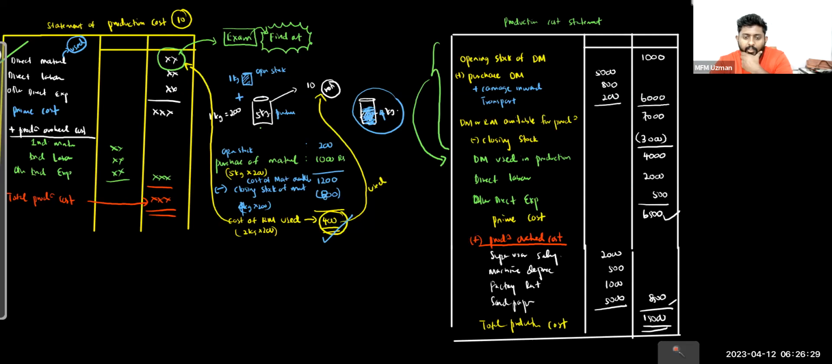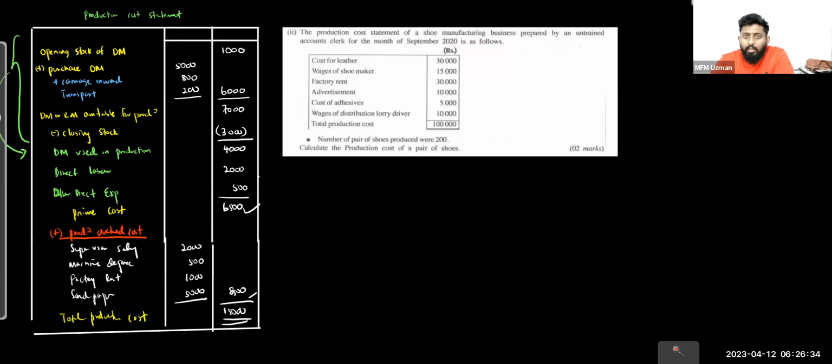Done, guys? Okay. Now listen. The 2020 O-level paper is not difficult, as I had mentioned here, how to find out direct material and all. Look at the question, it is nothing, guys. Production cost statement of a shoe manufacturing business prepared by an untrained accounts clerk for the month of September. Untrained accounts clerk means they have made some mistakes. They have prepared a statement and some mistakes are there. They are asking us to calculate the production cost per pair of shoes.